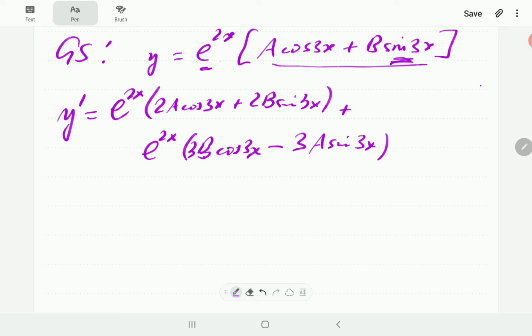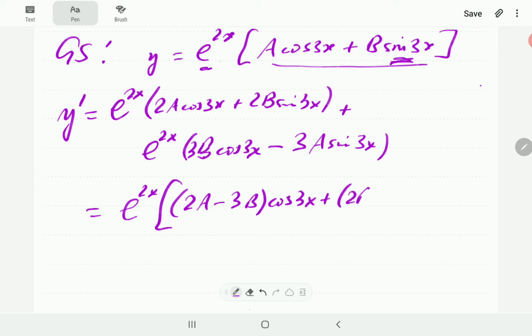If we collect terms, this is e to the 2x, and the cosine terms are just going to be (2a minus 3b) cosine 3x, and the sine terms (2b minus 3a) sine 3x. So that's going to be the derivative of y.